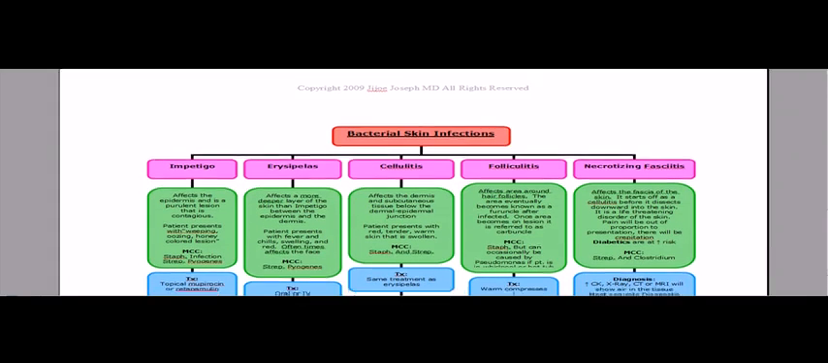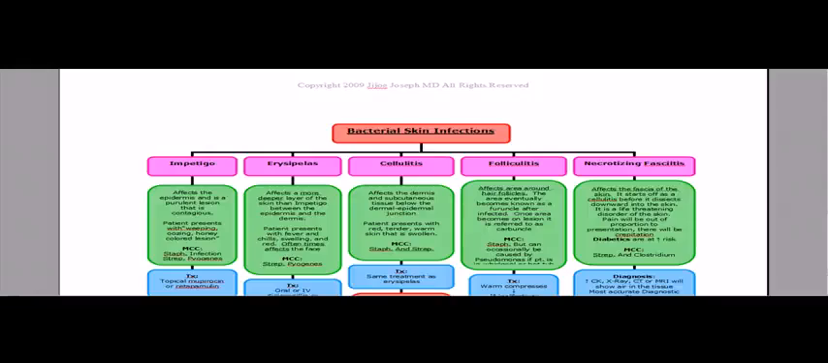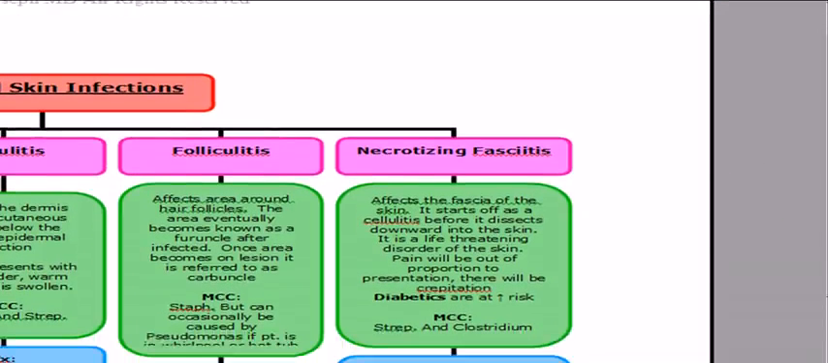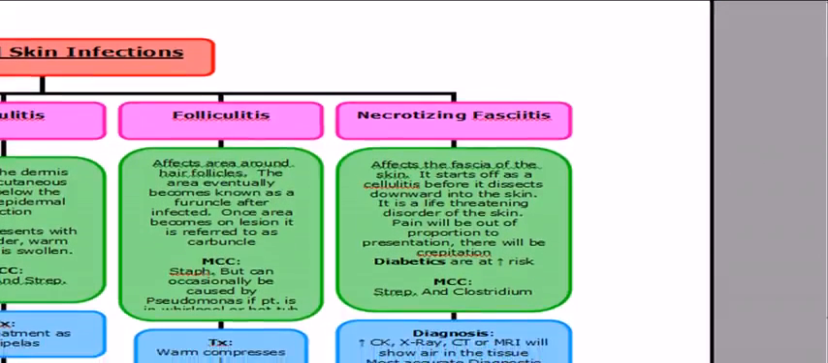Alright, so we're going to be doing bacterial skin infections. We're going to do algorithms for bacterial skin infections. Start off with the most superficial layer of the skin, which is impetigo. What do I want you to look for in the stem of the question?